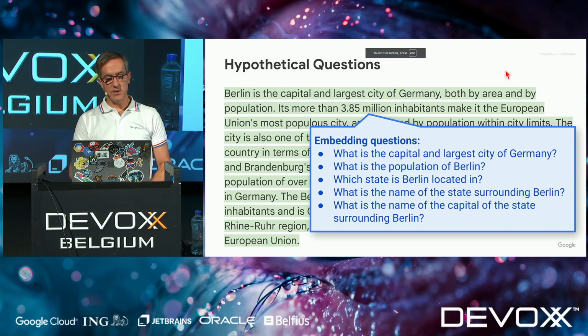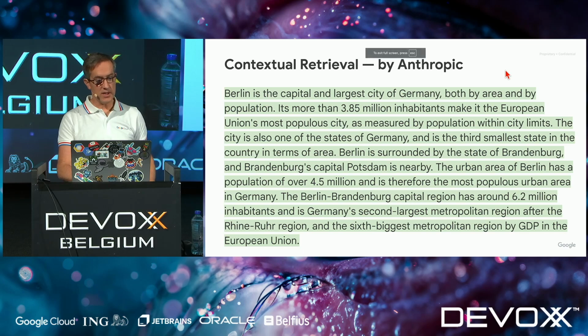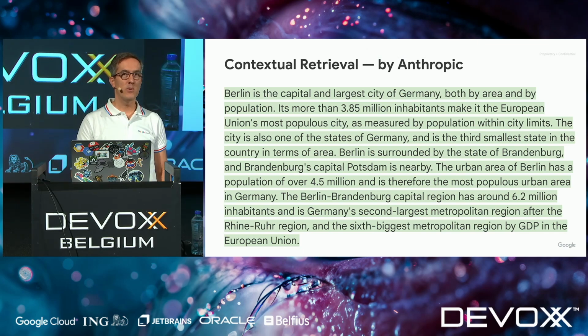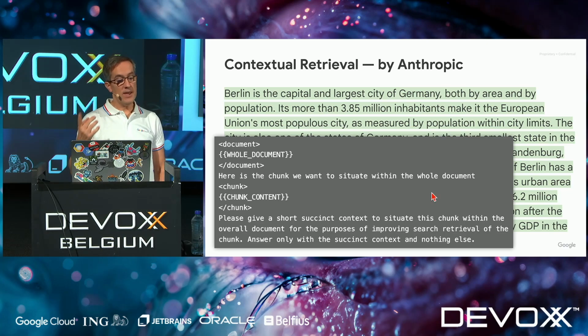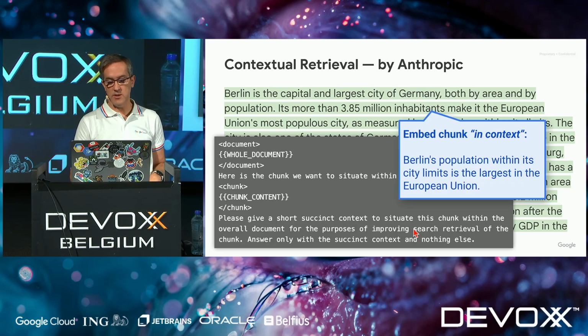All right, hypothetical question. Contextual retrieval. That's something fairly recent, from a couple of weeks ago. The idea is, again, to use an LLM to situate a chunk within the document. So you say, okay, here's the whole document, which costs a lot of tokens each time you want to contextualize a query. Here's the chunk we want to situate in the whole document. Please give a short, succinct context about this chunk, how it's situated in the doc.